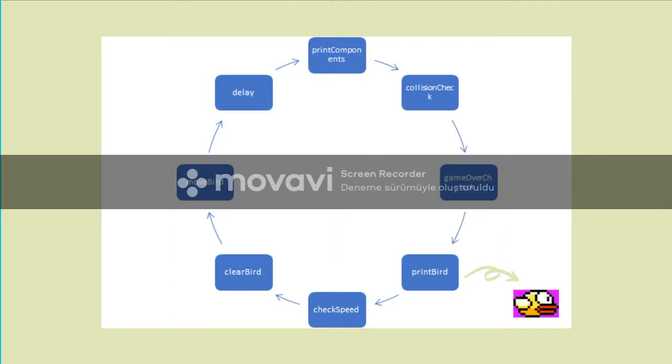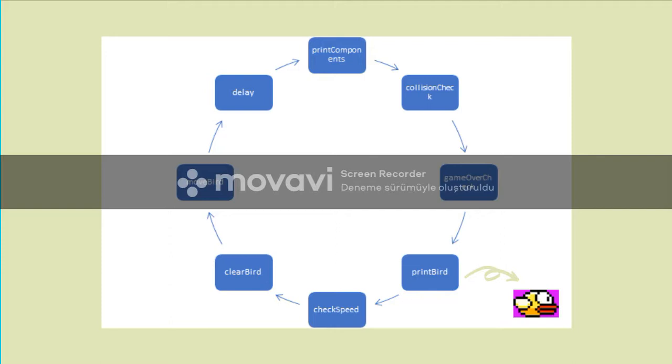This print bird function is used for printing the bird to a given position, which is determined by the values in the registers R10 and R11. For the whole program, R10 keeps the bird's current row information and R11 keeps the bird's current column information.